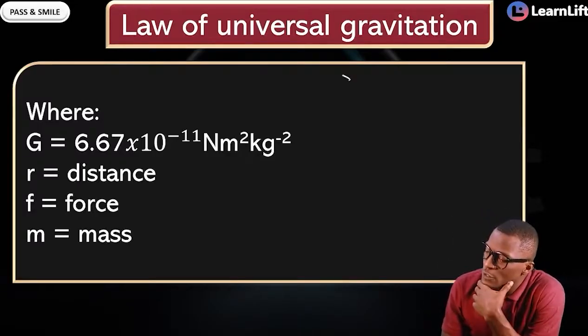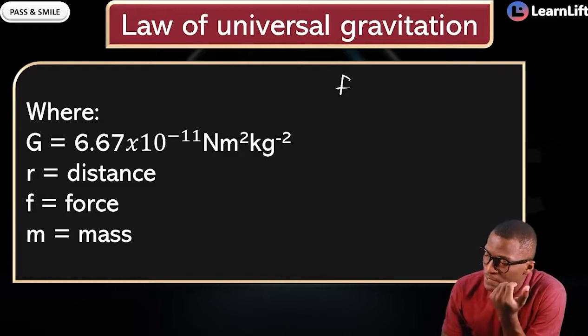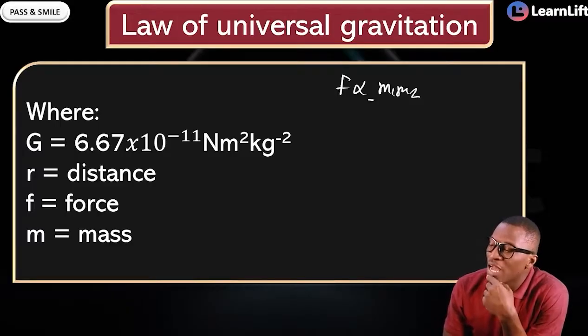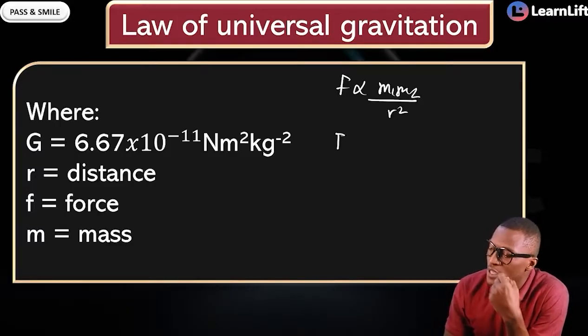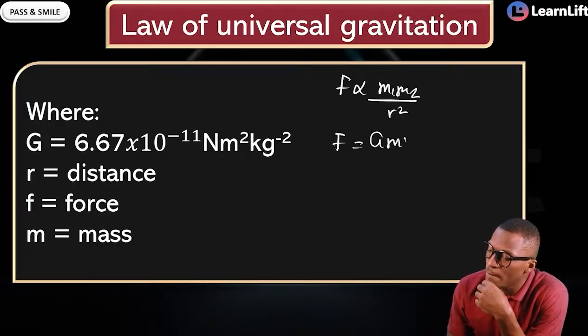We said that the force of attraction between two masses, M1 and M2, is directly proportional to the product of M1 and M2, and inversely proportional to the square of their distance apart. Therefore, F is equal to, we introduce a constant, G M1 M2 all over what? R squared. This is the force.